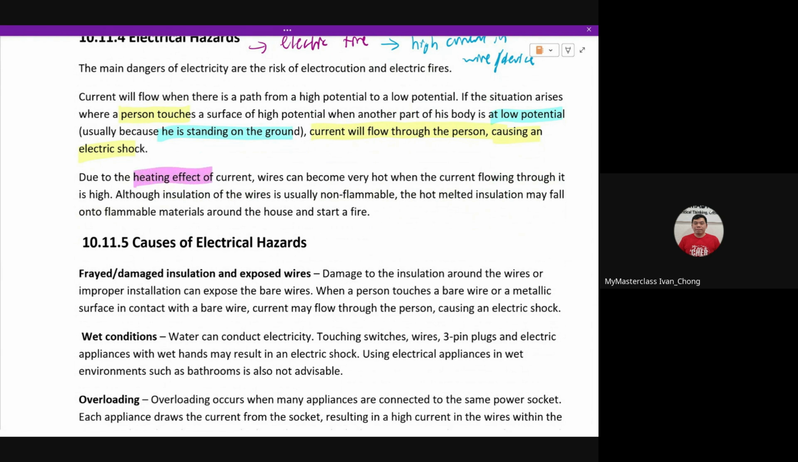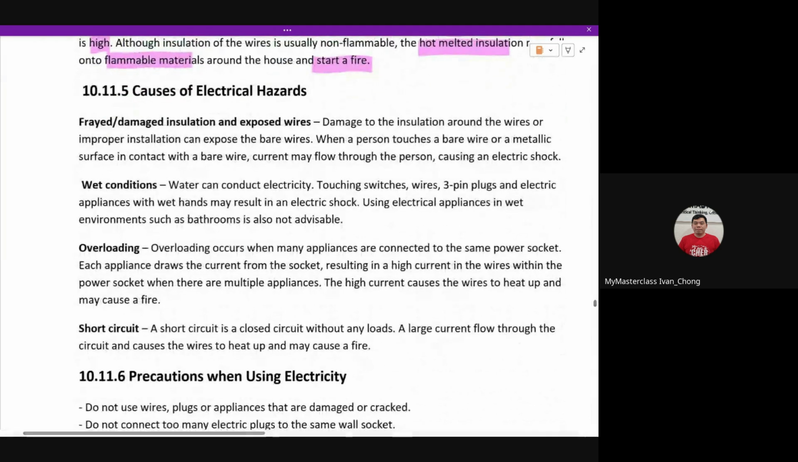The next one is the heating effect. As I mentioned, wires can become very, very hot when you have very high current. So what happens is you can actually melt the insulation. It's not actually the wires that burn, it's the rubber or the plastic that wraps around it that burns, and if it touches flammable materials, you start a fire. So just remember, it's very, very dangerous. High current overheats the wires and starts the electrical fire. You don't need to go through the details of how the electrical fire starts. You don't need to describe it in full detail.